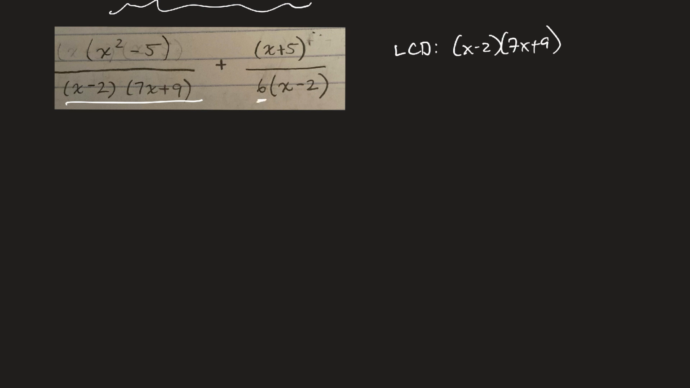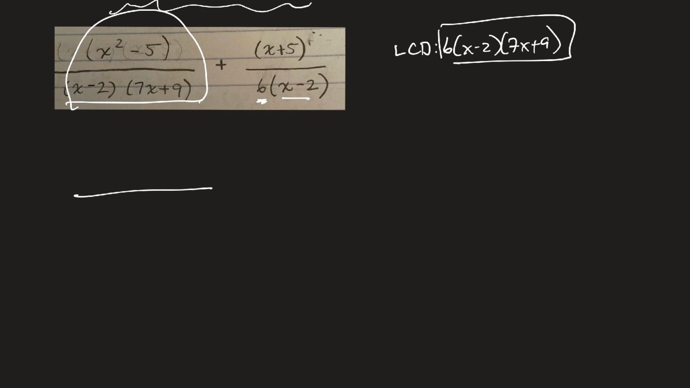Then I look over here. It doesn't have a 6 yet, so I need a 6. x minus 2 I already have. So this would be my lowest common denominator. So I'll change each of these fractions here. That one needs to have a 6, an x minus 2, and a 7x plus 9.